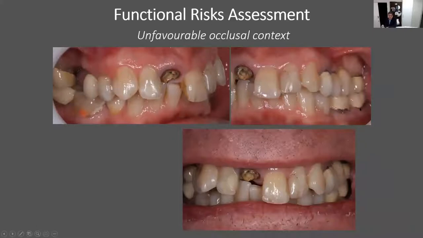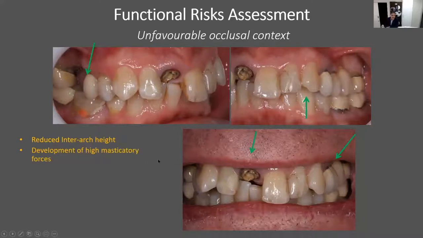So it's very important to ask the important question about this unfavorable occlusal context. A failure has occurred because the patient has a very heavy dentition. It's got a very deep bite, reduced inter-arch height, and very high masticatory forces. There's a history of fractured teeth. You ask him, there's a lot of history of fractured teeth. So it makes you think twice about just placing a single implant here.